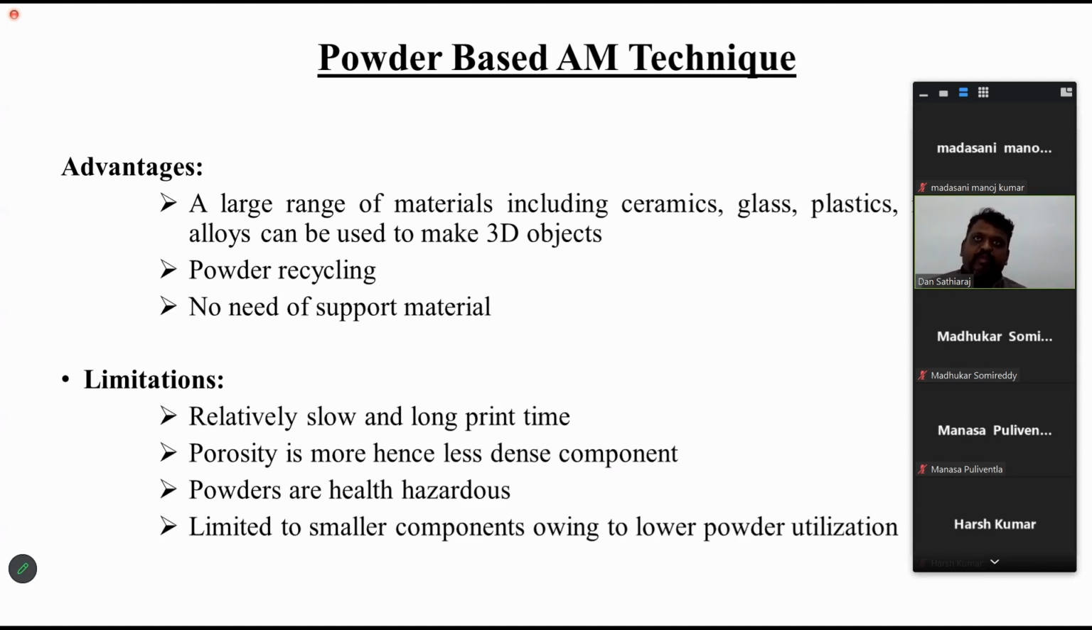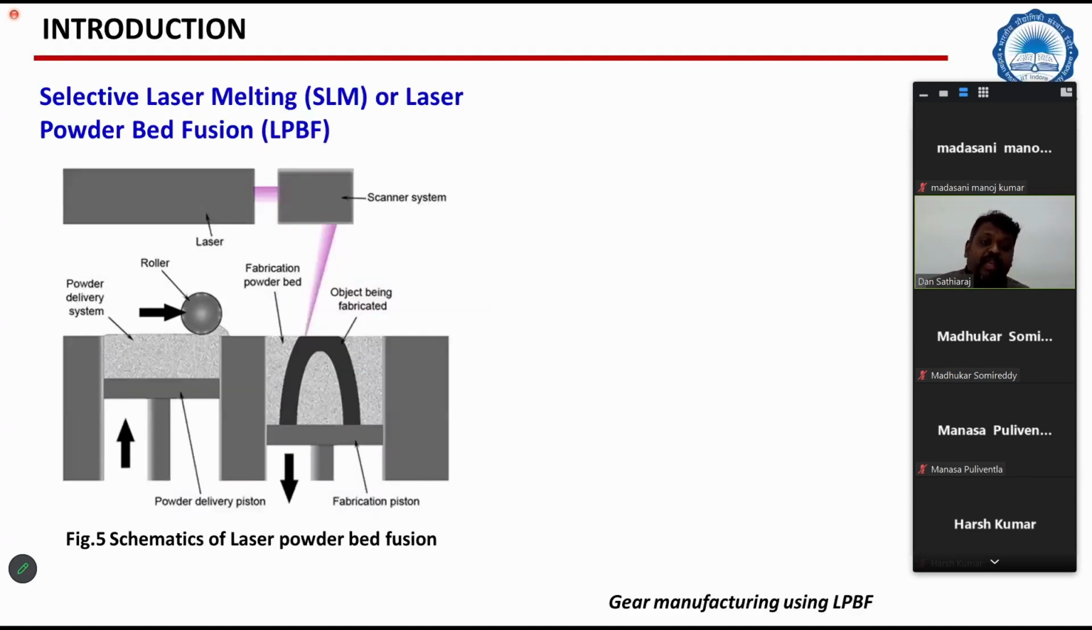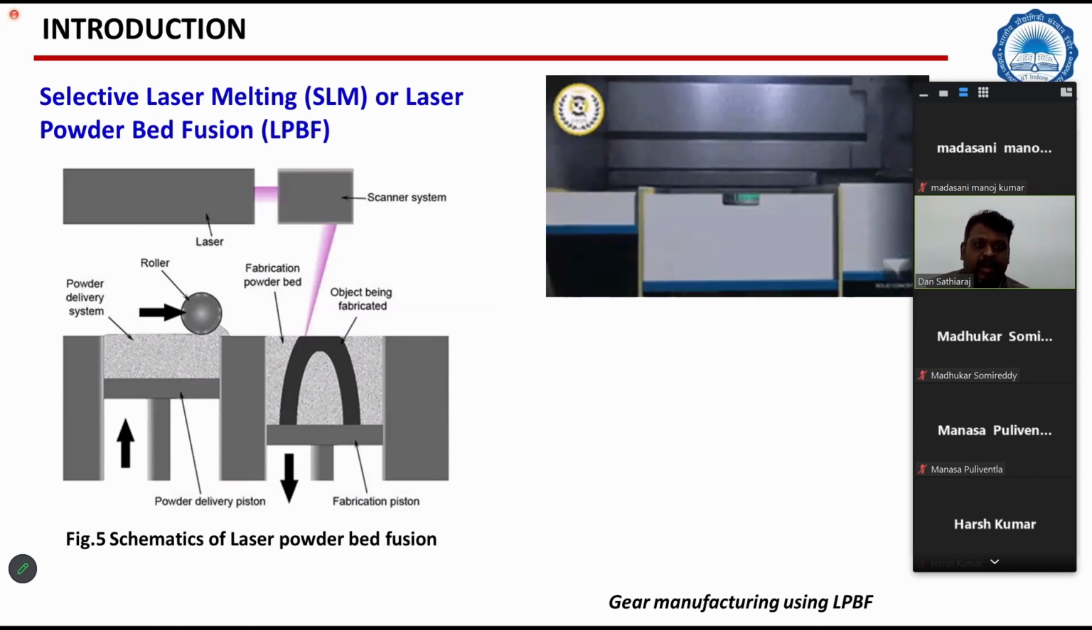Even if you go for direct energy deposition, there also you need at least 1 kg; you have to fill up the powder mixture, then only you can flow the powder. Okay. So these are all certain limitations. Even wire also has certain limitations, but not like powder. In the powder case, you need a very large initial quantity. That's what I would like to say.